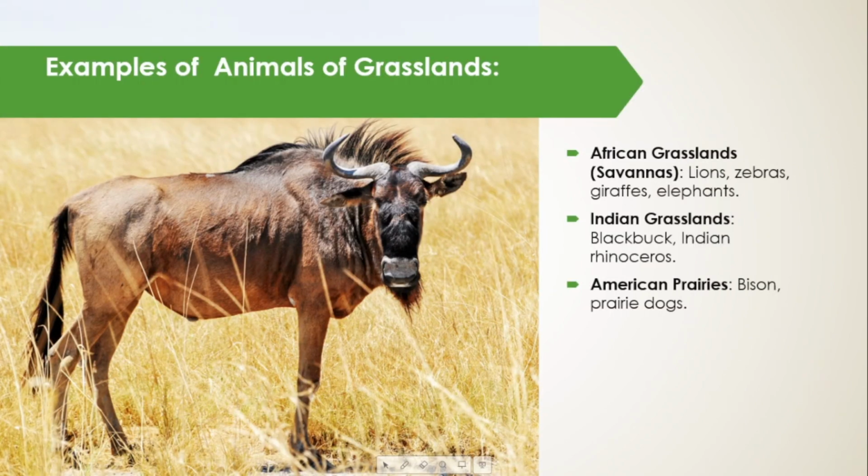So I hope you all liked today's video. Let's have one quick fun fact. Do you know that cheetahs, the fastest animals on land, live in grasslands? They can run up to 100 kilometers per hour. That's faster than your school bus.